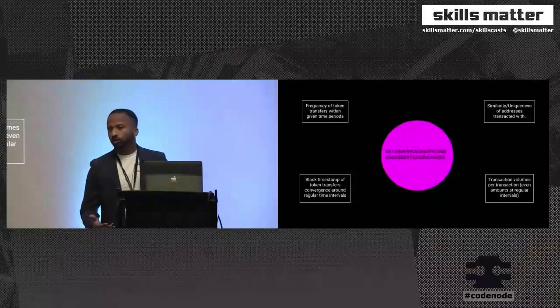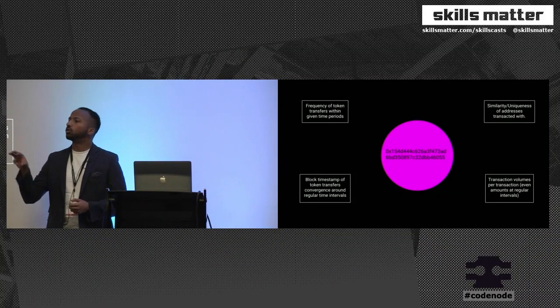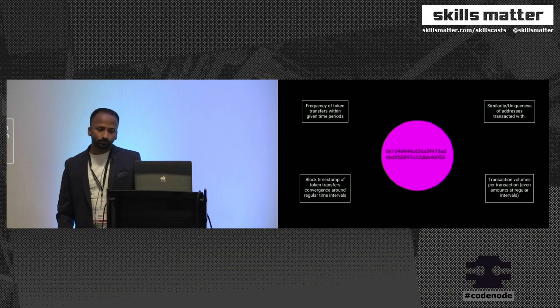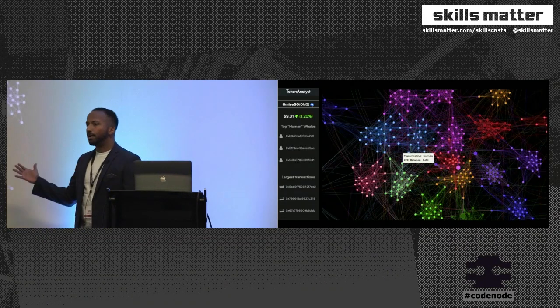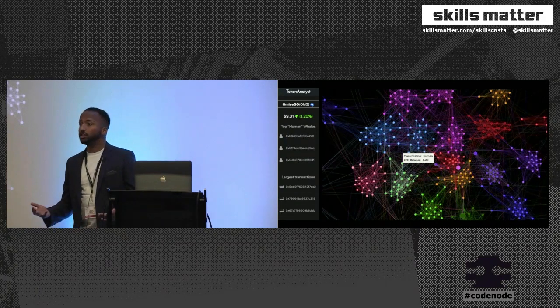And so that's essentially a heuristic for us to try to label similar categories of addresses, similar clusters of addresses on the blockchain that behaved in similar ways. So what we end up with is essentially a mapping of these token ecosystems.